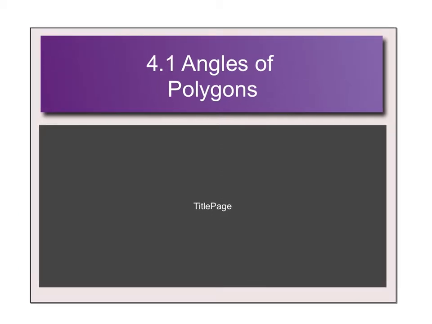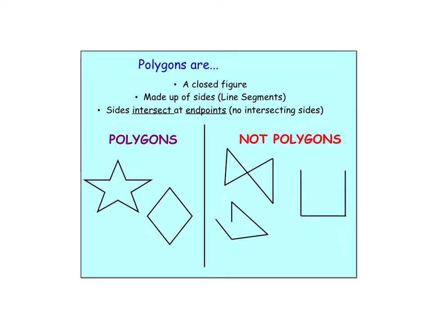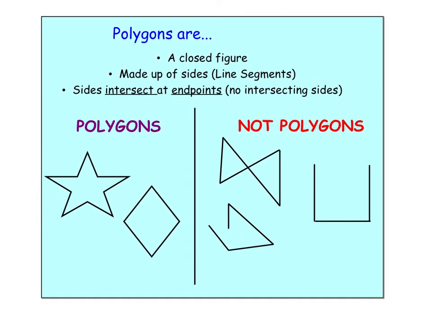And Unit 4 deals a lot with the shapes that are bigger than triangles. So a lot of quadrilateral stuff, but we'll get to that very soon. Right now we're going to talk about polygons. Polygons is kind of a broad term, and a polygon is basically a closed figure made up of sides, and these sides intersect at endpoints. So these would be polygons, these not so much.